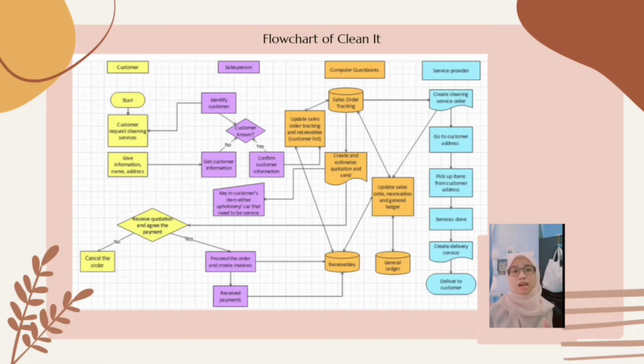If the customers do not agree with the price of the quotation of services, they may cancel the order. But if they agree with it, they proceed with the order and they pay for the services. The salesperson can proceed with the order, create invoices and send them to the customers. And following the customer's confirmation of the date, the service provider will get the service sales order and will either pick up the items or approach them at their home.